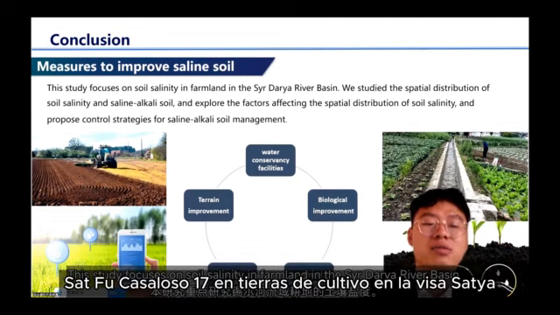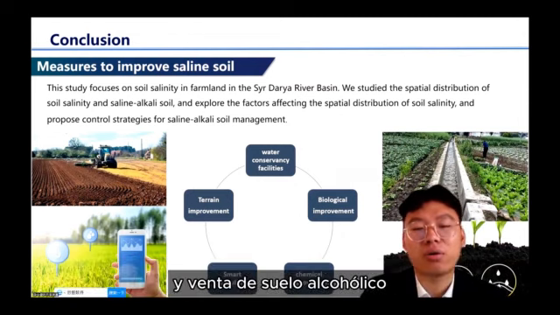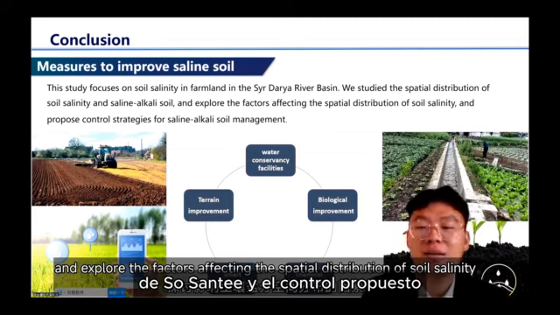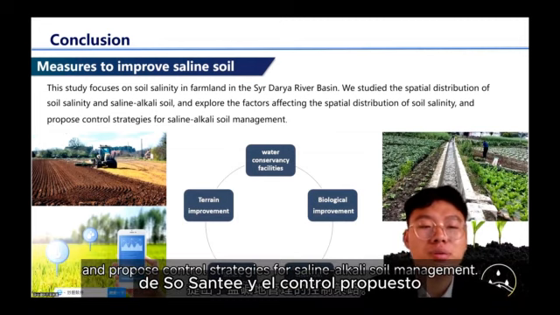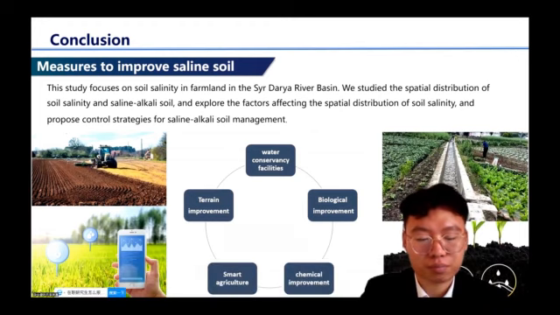Set focus on soil salinity in farmland in the Serdai River Basin. We studied the spatial distribution of soil salinity and saline-alkali soil, explored the factors affecting the spatial distribution of soil salinity, and proposed control strategies for saline-alkali soil management.